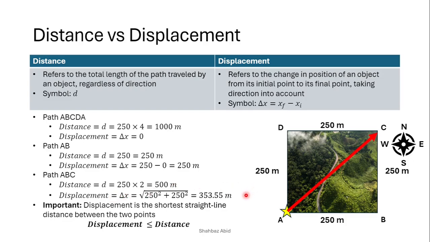Displacement is always the shortest straight line distance between the 2 points. There is no other distance less than this displacement distance, which is 353.55. So if I choose, let's say, a path like this, it's not going to be less than 353.55. So the shortest distance between A and C is actually 353.55, and the displacement direction is always from its initial position to its final position. So the arrow is going to move from initial to final.